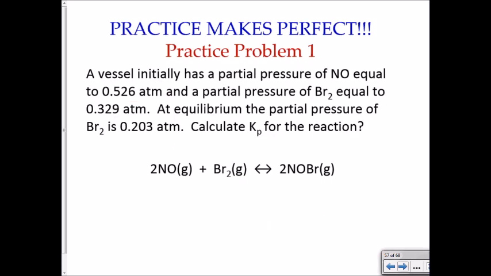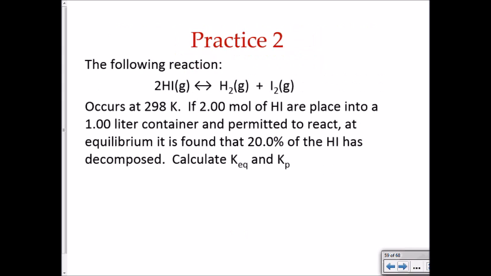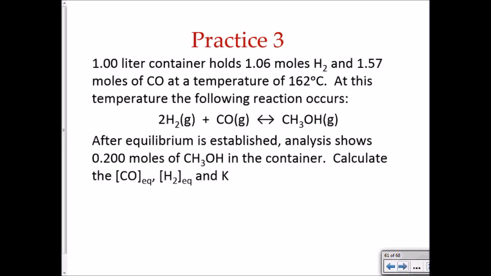Practice problem. We are going to skip 1 and 2. We're going to do 3 and 4. And then if you want to, you can come back and calculate 1, 2, 5, and 6 on your own and check your answers if you need more practice. But we're going to do 3 and 4 and then move on to the next PowerPoint and review.